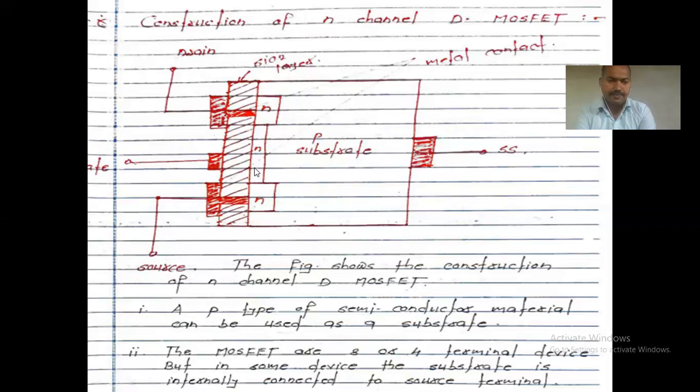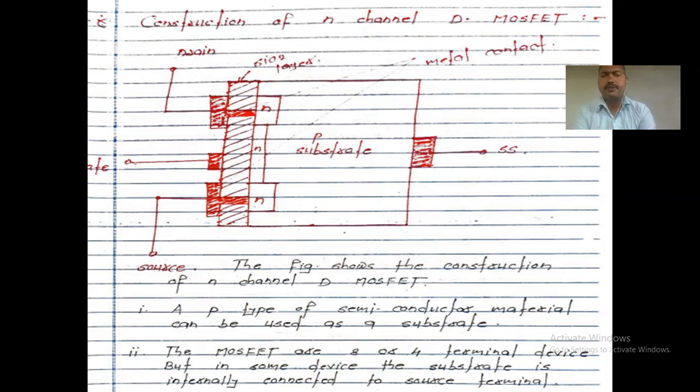So see, one channel is formed between these two N bars. This is a small channel, meaning current flows through this way. This is called channel forming, right? These are the things with respect to the N channel MOSFET. Now, one important thing regarding JFET and MOSFET: any JFET has only 3 terminals.